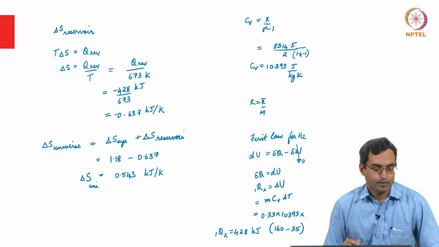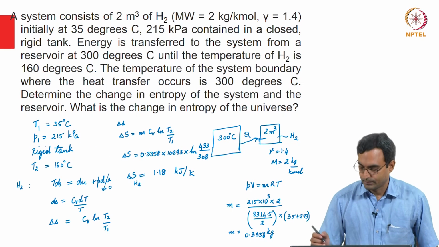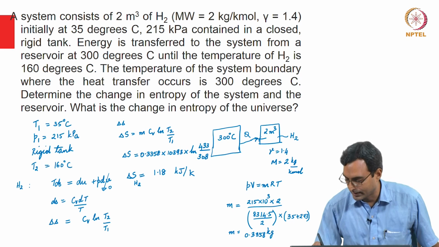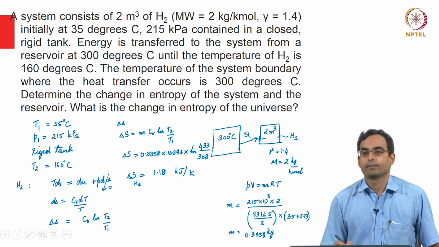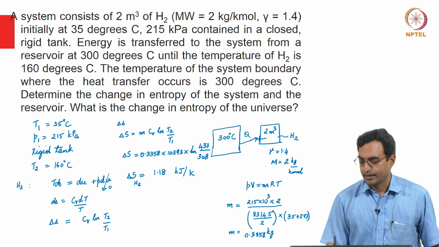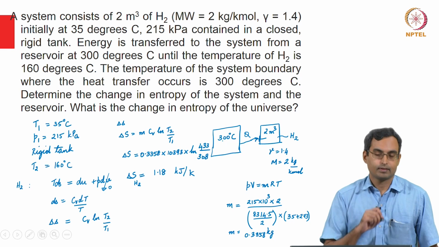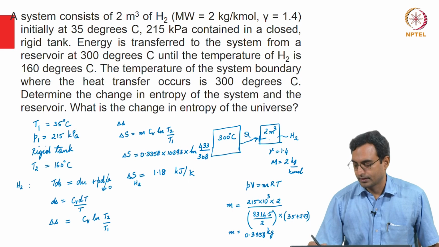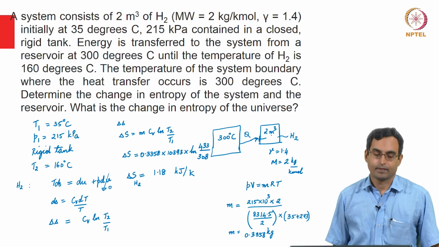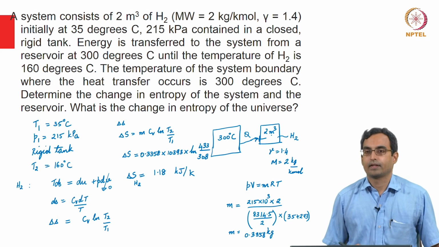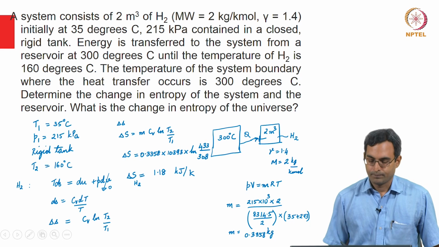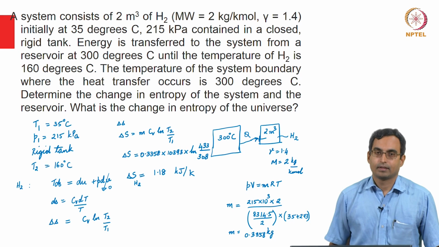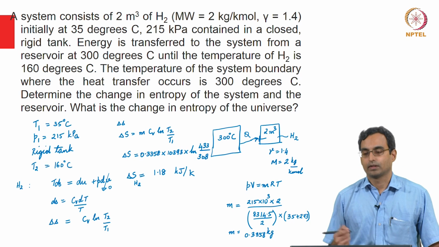So, in this problem what we have done is we have assumed that because this is at a constant temperature and the temperature here is also the same as this, the heat transfer as far as the reservoir is concerned is reversible. The heat transfer as far as the process in this hydrogen chamber is concerned is irreversible. So, we see there is a difference in the entropy changes of these two, and the net effect is to increase the entropy of the universe, which is essentially what we expect as a consequence of the second law.